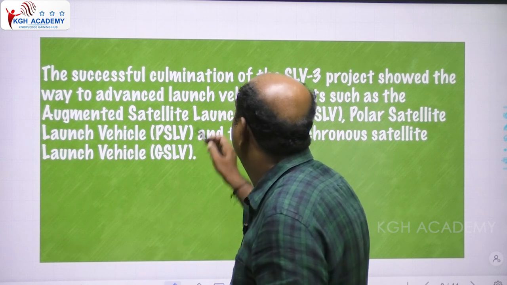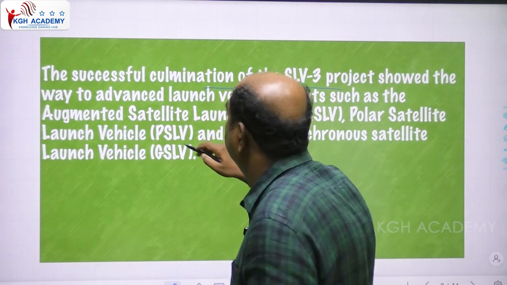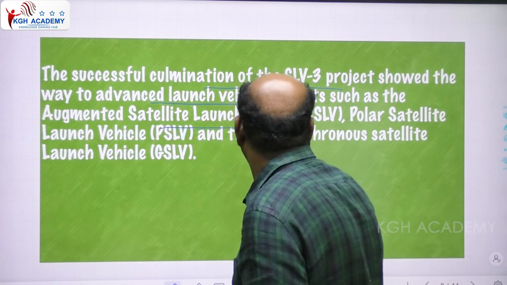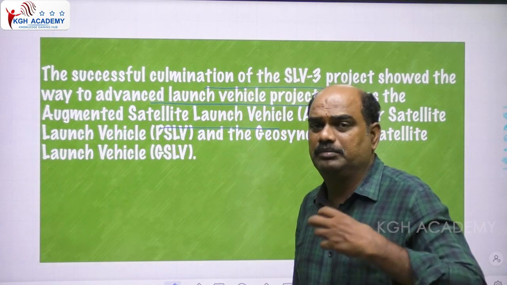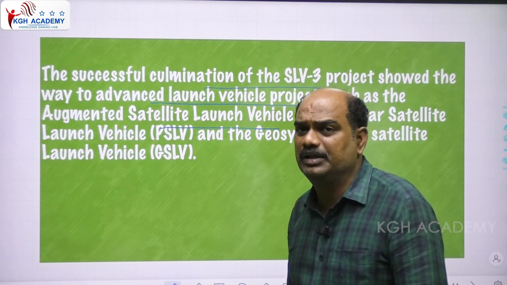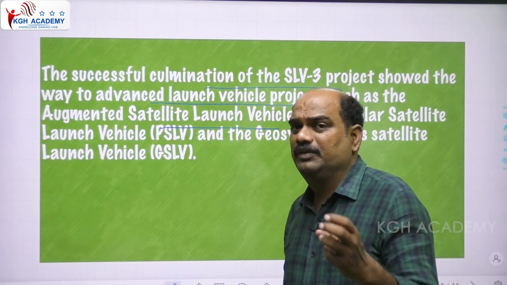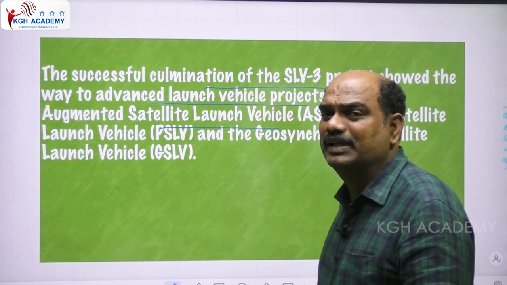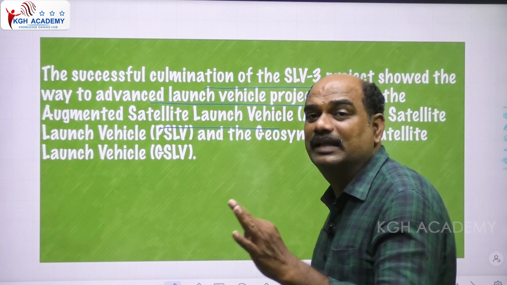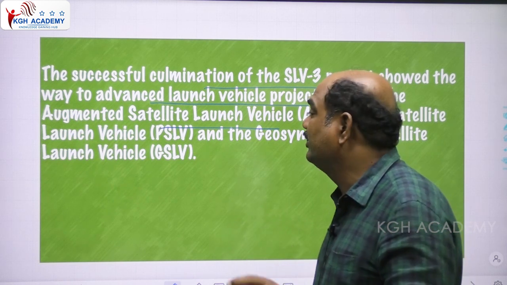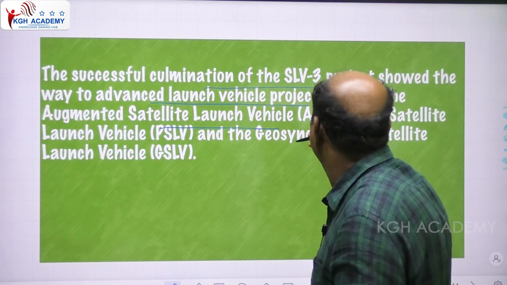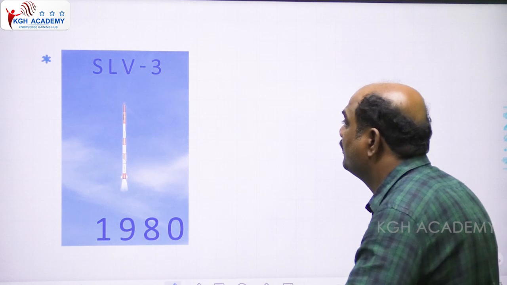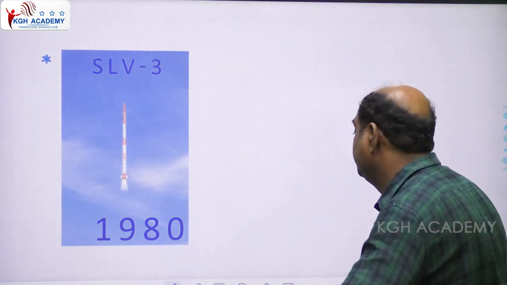Next, the successful culmination of the SLV project showed the way to advanced launch vehicle projects such as the Augmented Satellite Launching Vehicle. With the successful venture through the Satellite Launching Vehicle, ISRO went for the next or second generation launching vehicle system, nothing but ASLV, Augmented Satellite Launching Vehicle, which was followed by PSLV and then the Geosynchronous Satellite Launching Vehicle. So this is the SLV3 image of the 1980s.